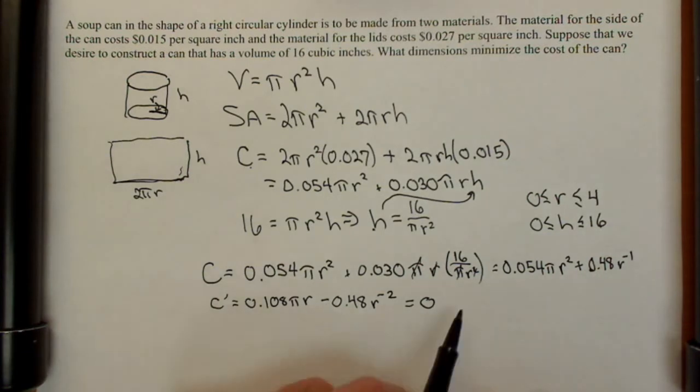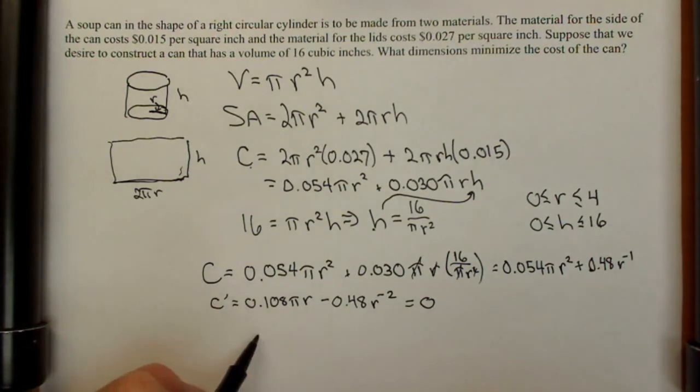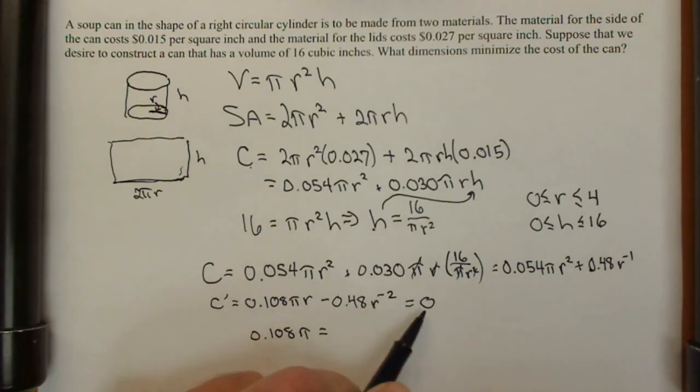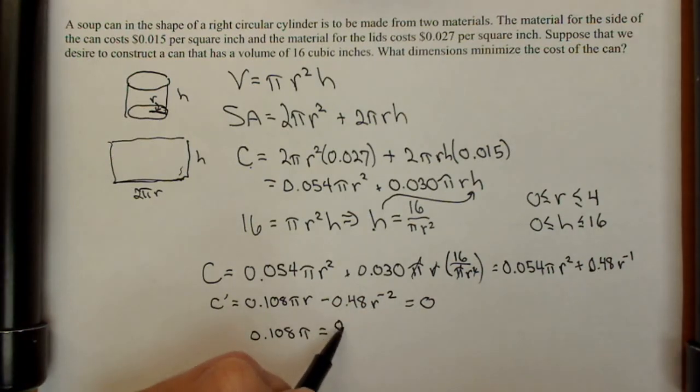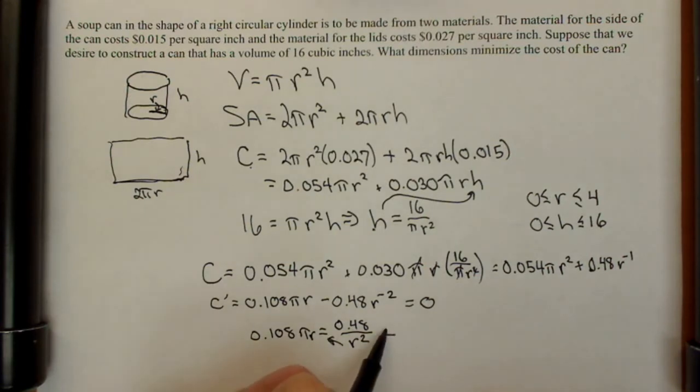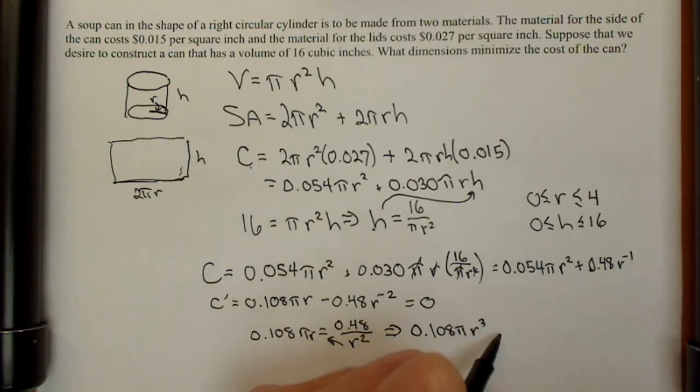Now, first thing I'm going to do is add this to the other side. So I have 0.108 pi r equals, and now instead of writing this as r to the negative 2, I'm going to have 0.48 over r squared. Because, oops, I'm missing an r here. Now I'm going to cross multiply my r squared to give me 0.108 pi r cubed equals 0.48.